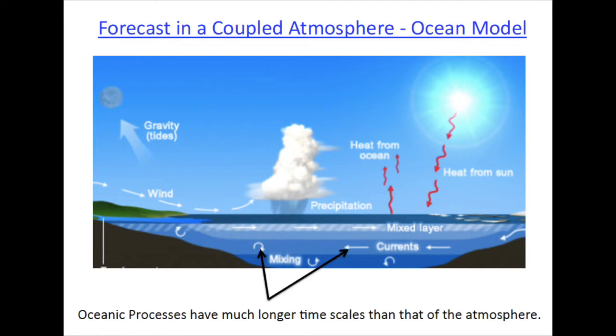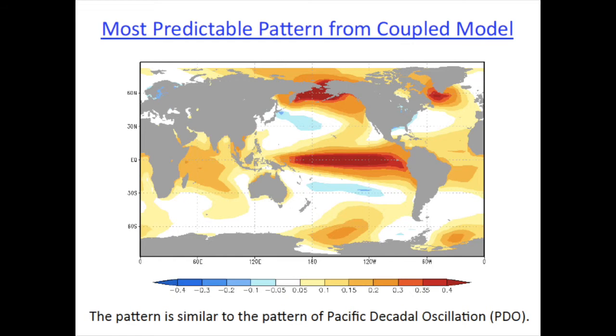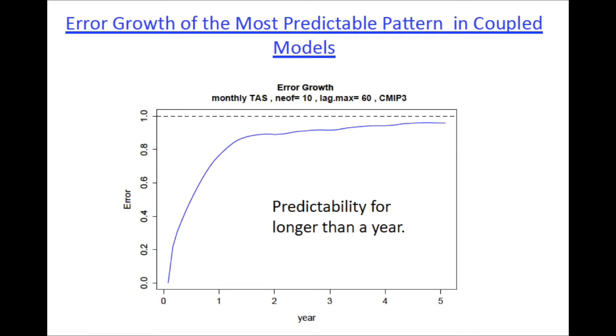So I'm going to compute the APT in the coupled atmosphere-ocean model and see what happens. When I do the computations, this is the most predictable pattern coming from the fully coupled model. And those who are from my field can recognize that this pattern resembles the Pacific decadal oscillation. This shows the error growth of the most predictable pattern coming from the coupled model. And as you can see, it is increasing with time, but I get multi-year predictability using a fully coupled model.